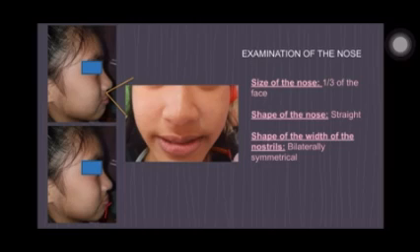Examination of the nose: size of the nose is 1/3 of the face. Shape of the nose is straight. The width of the nostrils is bilaterally symmetrical.